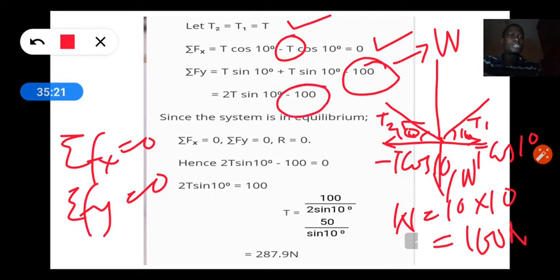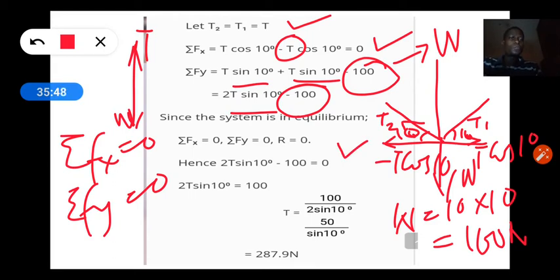So T sine 10 and T sine 10 will give us 2T sine 10 degrees, minus 100. So all the forces along the vertical, I have a W and I've resolved the two tensions here. So we add up and we equate it to 0. That's why I'm equating to 0 here.